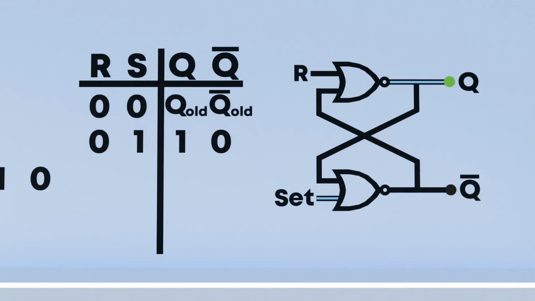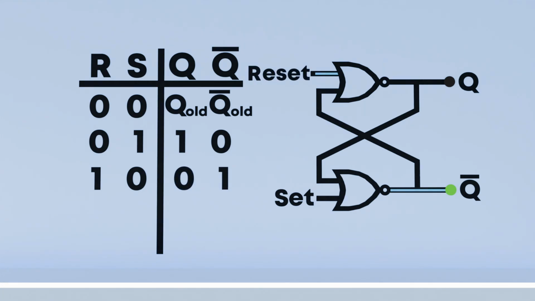Now let's turn S off again and turn R into a 1. In this case, the top gate now outputs a 0, the 0 travels down and we get two 0 inputs, which give a 1 for NOT Q. We have reset the value of Q to 0.